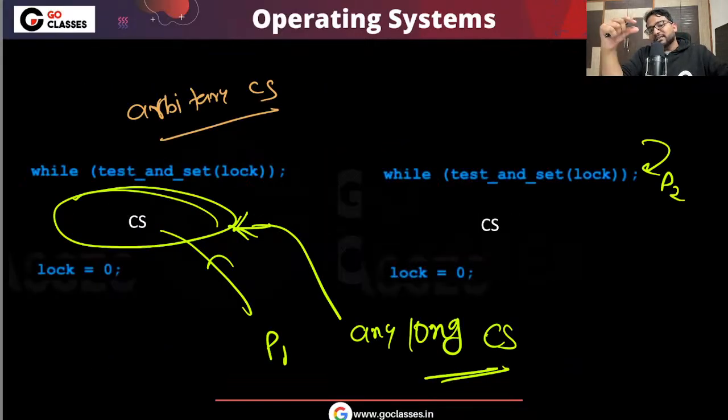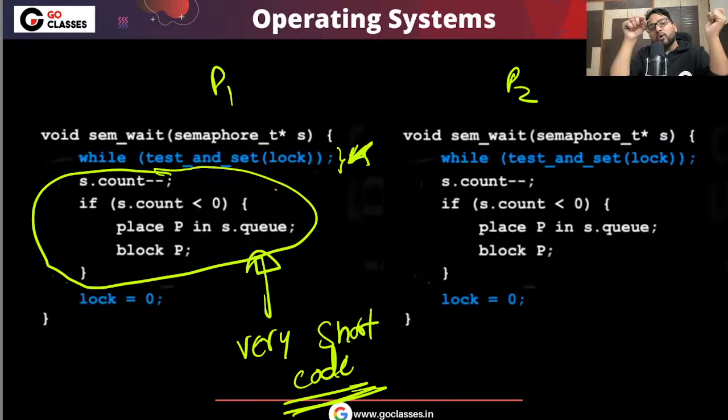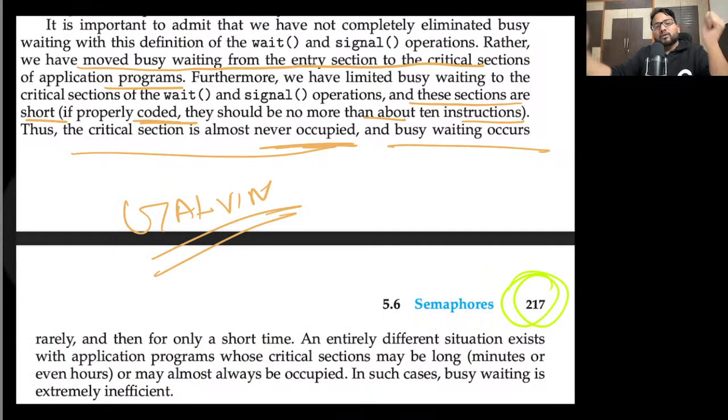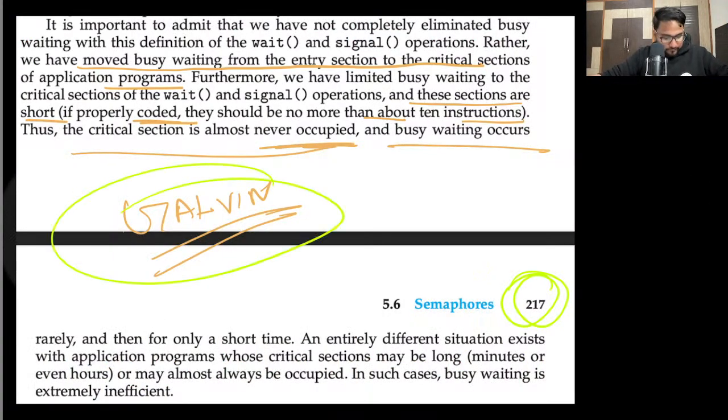If we are using test and set for any arbitrary critical section, then it's a real problem. But if you're using it only for the semaphore, it's not a problem, and that's what Galvin also says. Understood? Cool. Let me know if there is any doubt here.